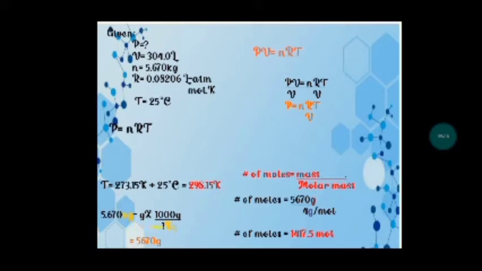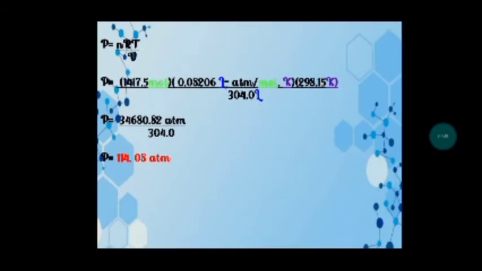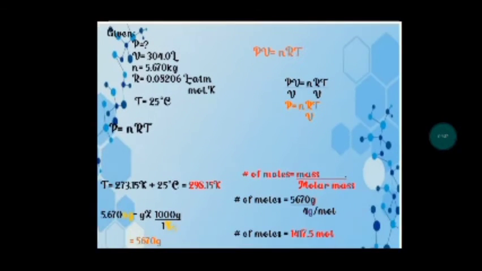5.670 kilogram to gram, multiply by 1,000. In 1 kilogram, there are 1,000 grams. So 5.67 kilogram multiplied by 1,000 grams and divided by 1 kilogram comes up to 5,670 grams. So this is now our mass.